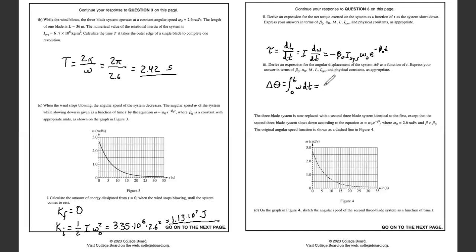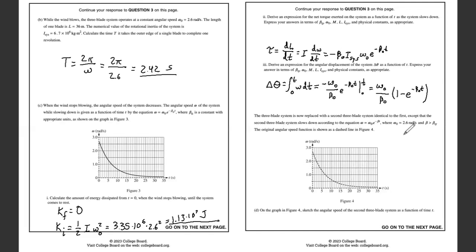So this is going to be negative omega naught over beta naught e to the negative beta naught t from 0 to t. Neither of these bounds actually evaluate to 0, right? When you evaluate and plug them both in, this is what you end up with: omega naught over beta naught times 1 minus e to the negative beta naught t. Good. And that's your angular displacement as a function of time.